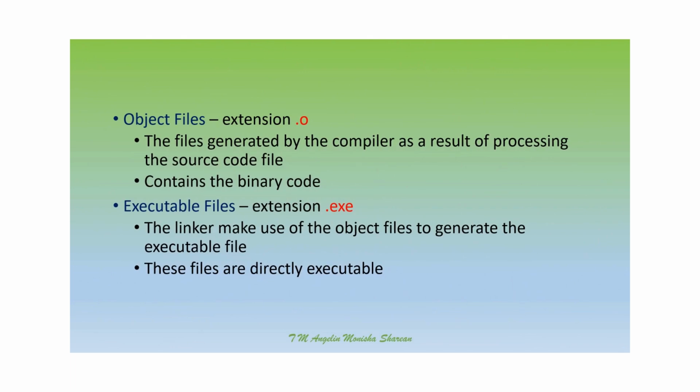Next, the object file. The object files have the extension .o, and these files are generated by the compiler as the result of processing the source code file, which has the extension .c, and these files normally contain binary code. Finally comes the executable file with the extension .exe. Linkers make use of the object file generated from the source code file to generate the executable file. These files are directly executable, and can be copied into another system and executed directly without compilation.